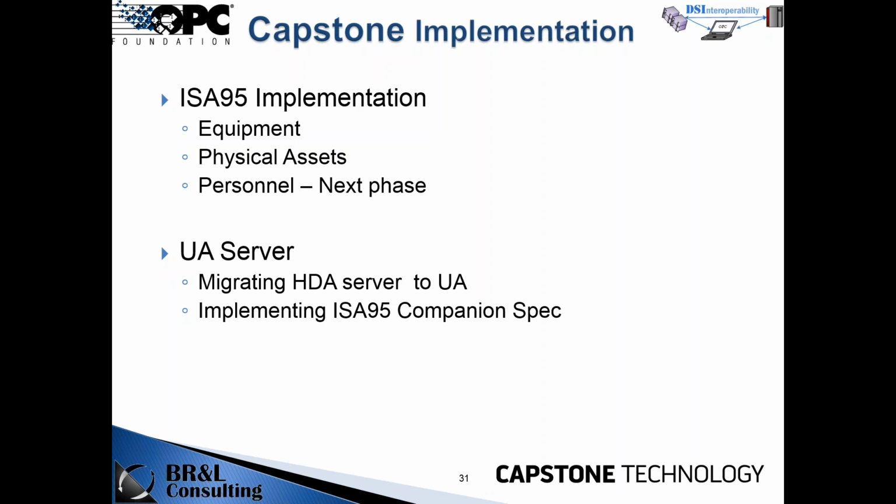So our ISA95 implementation of the pieces in the model, we're working on equipment and physical assets currently, and personnel are in the next phase. The server that we're building is the migration of our HDA server to UA, and at the same time implementing the companion spec.